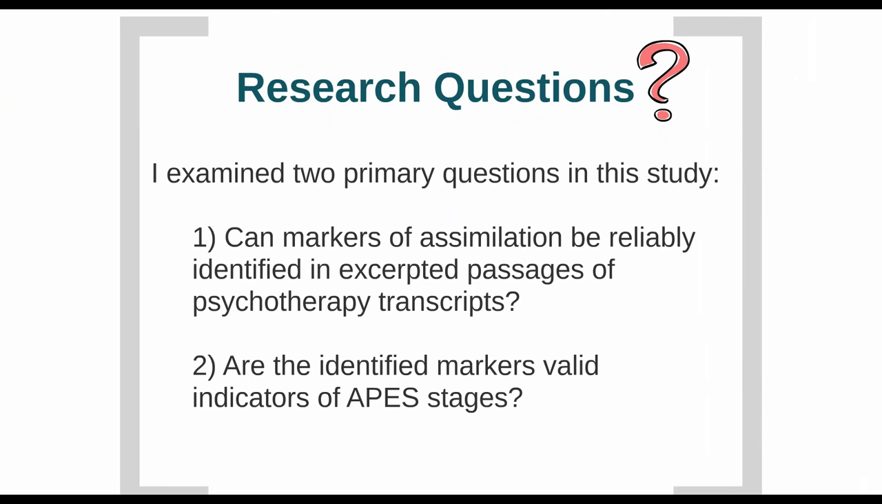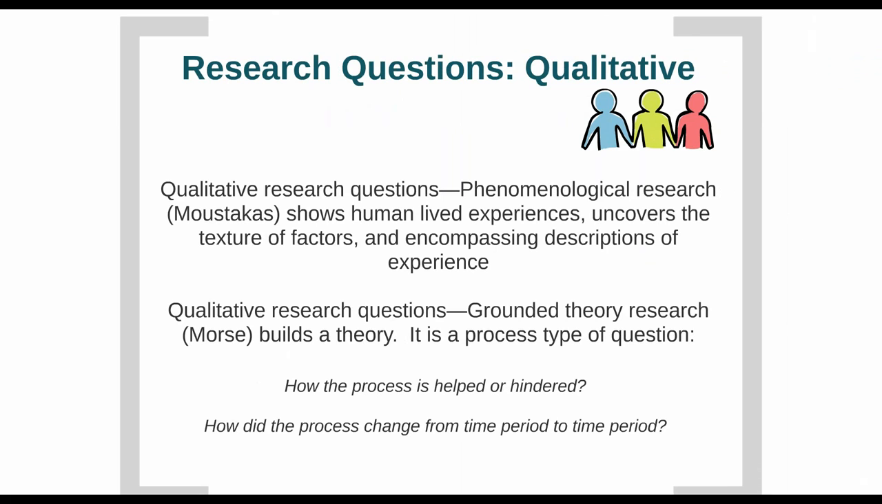Research questions. Here were a few of the research questions they asked. This is really less important. Qualitative research questions: there's three basic types, grounded theory, case study, and phenomenological. The kinds of questions that you should be asking are about the lived experiences, or grounded theories that help to build a theory. So how did the process change from time to time? So different kinds of research questions are more congruent or amenable to qualitative research.